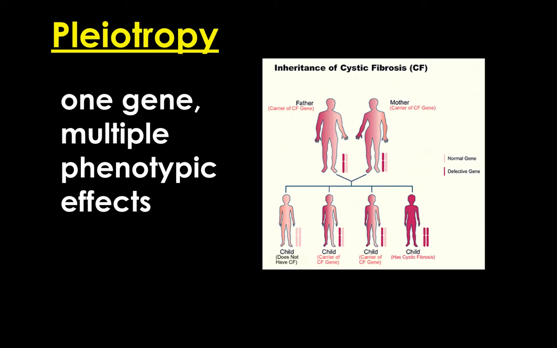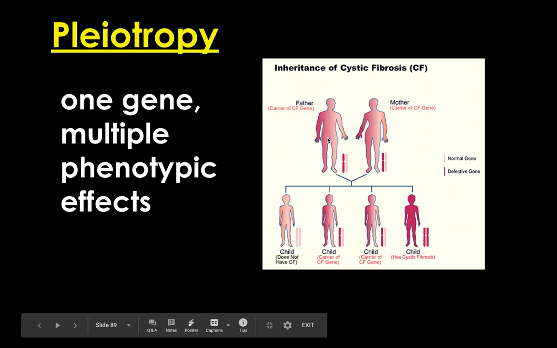Now, a different topic is called pleiotropy. And this is when you have one gene, but there are multiple phenotypic effects. So it's not lots of genes, it's one gene with multiple phenotypic effects. So you're going to see a range of expression of that gene, but it's all tied to just a single gene. So I can have dad that's a carrier and mom that's a carrier.